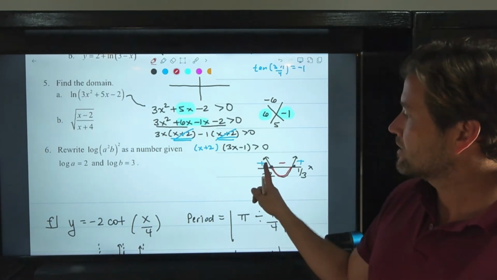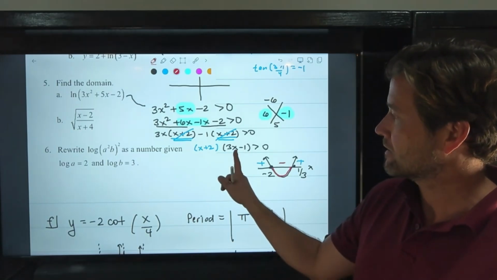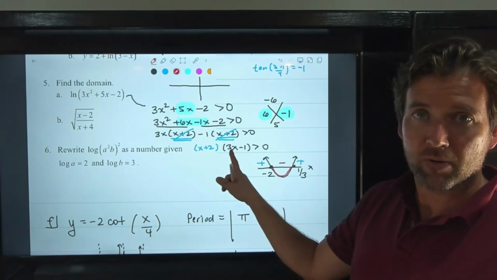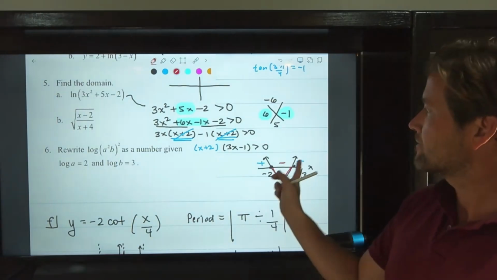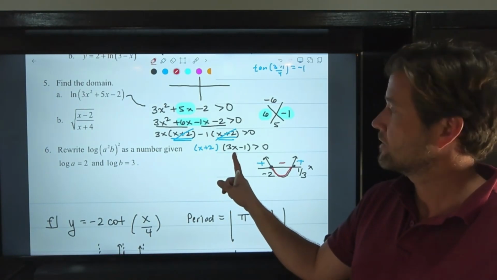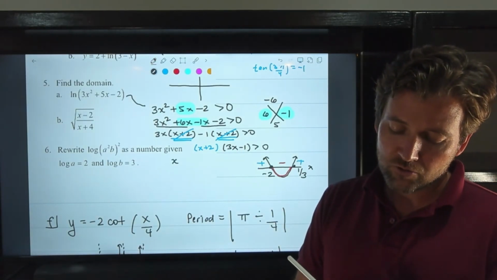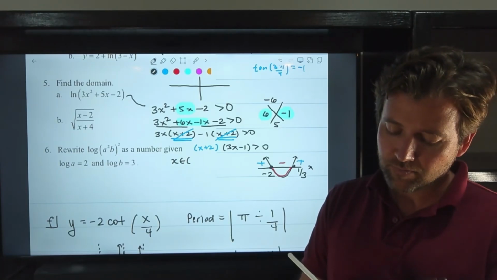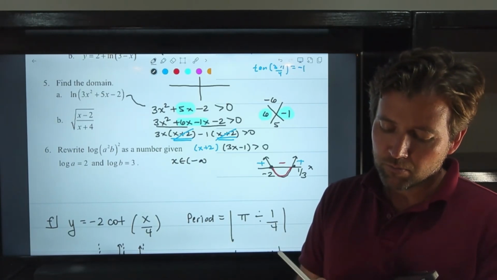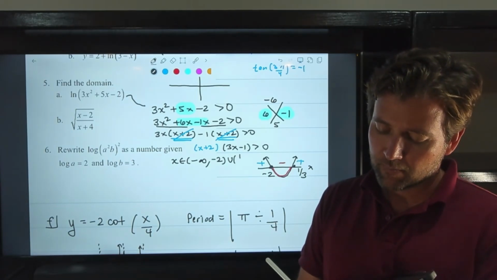If I plug a number in less than -2 in for x, this factor would be a negative, and that will be a negative. And a negative times a negative is a positive. If I pick a number to the right of 1/3 and plug it in here, this factor will be positive, and this factor will be positive. And a positive times a positive is a positive. So I want you, it says in the directions, to write your answers to problems involving domain in interval notation.